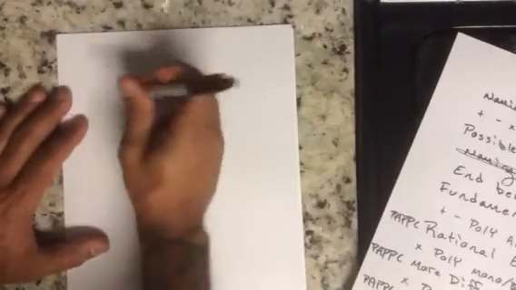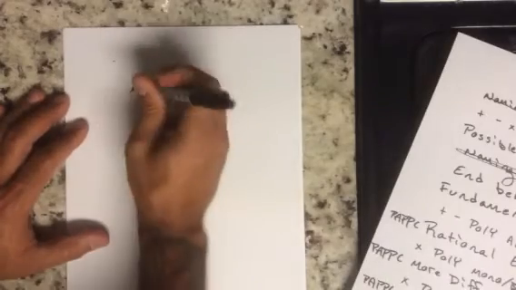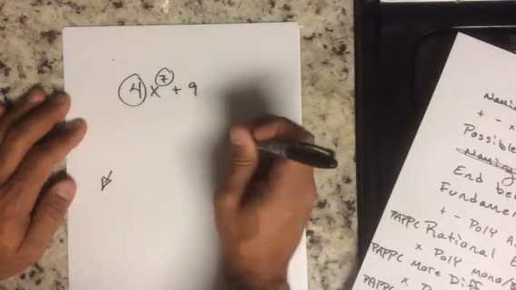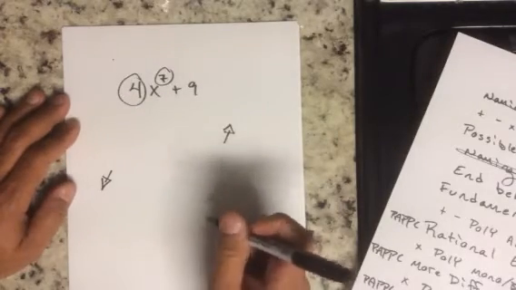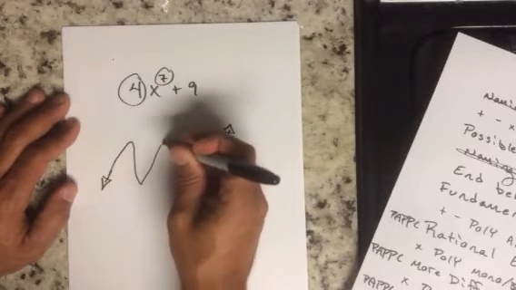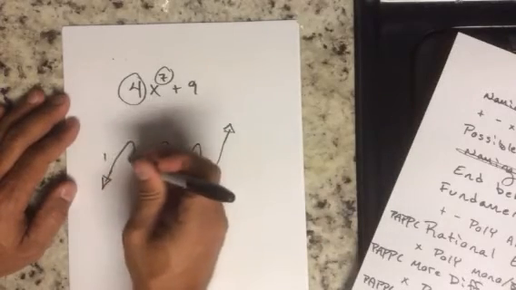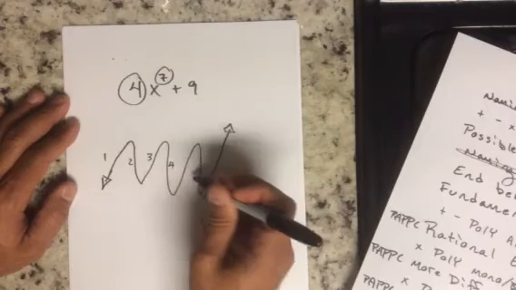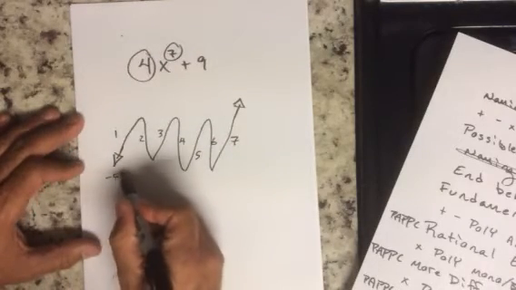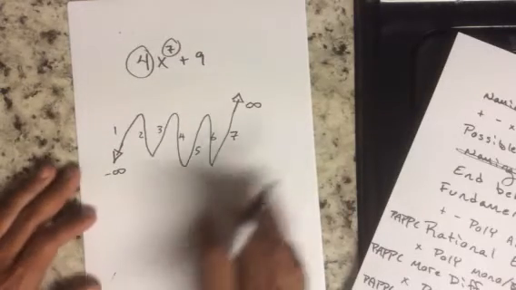So let's say that I had something like 4x to the 7 plus 9. Positive leading coefficient, odd exponent, goes from negative infinity to positive infinity. It's going to go in 7 directions. 1, 2, 3, 4, 5, 6, 7, from negative infinity to positive infinity. So that's how we're going to draw them out.